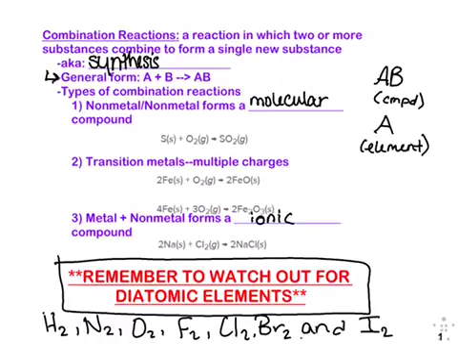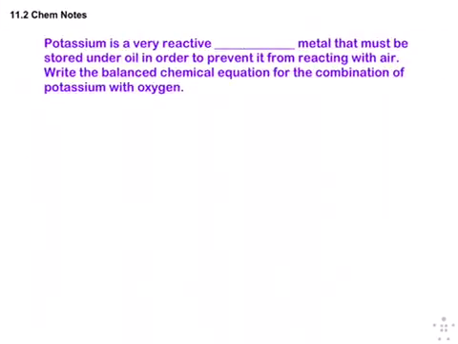If, per se, you have sodium in the equation, since it is not a diatomic element, you can just write it as Na. It doesn't need the subscript 2. So potassium is a very reactive alkali metal because it is found in that first family. And it actually has to be stored under oil because it will react with air. So I would like you to practice writing the chemical equation for the combination of potassium and oxygen. So why don't you sketch out a skeleton equation?